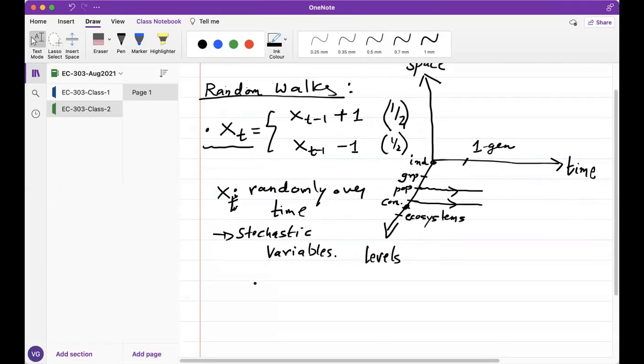So now let's step back a bit again. Think about stochastic variables. Whenever we have a stochastic variable, there are a few things we want to calculate as a standard practice. What are those? Those are mean, variance, and correlations.